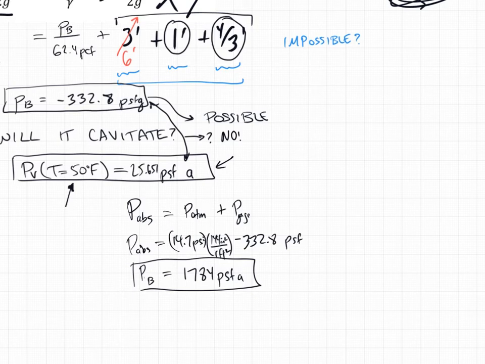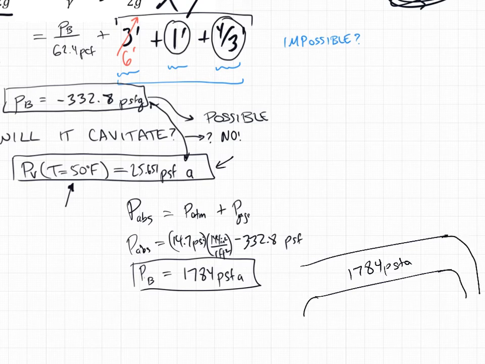But one thing to be aware of: if we have 1784 PSFA inside the pipe as it kind of turns over, so this is at point B, what's the pressure outside? Well, the pressure outside is this number right here, which unfortunately I didn't save in my calculator, but luckily it's not very hard to get at. So we'll say 14.7 times 144. It's 2116.8 PSFA.